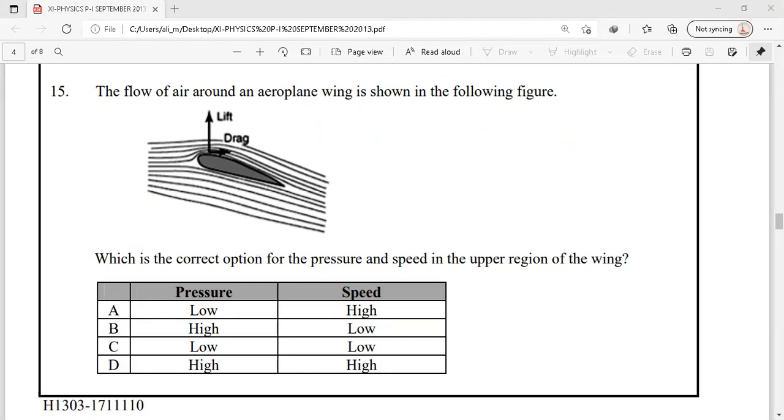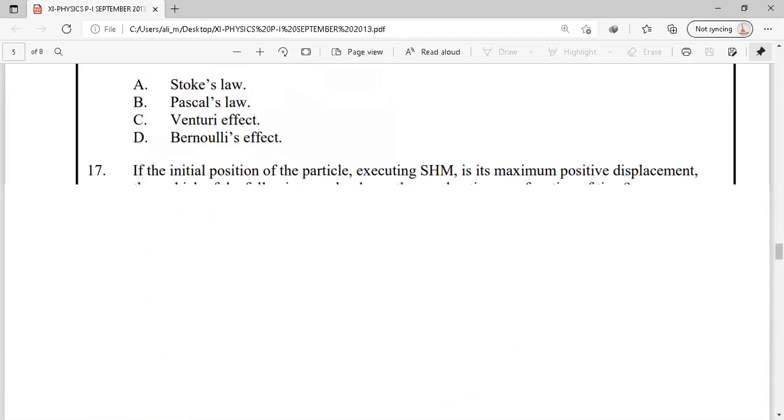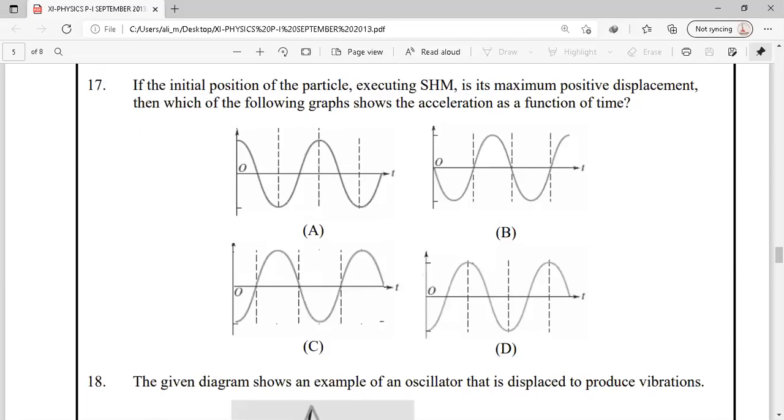Let's move to our question number 16. The given diagram shows the atomizer nozzle to produce a fine spray of liquid, and its working is based on Bernoulli's effect. So option D is the right answer in this question, that is Bernoulli's effect. Then we have question number 17. The initial position of the particle executing simple harmonic motion is maximum positive displacement. Then which of the following graphs shows the acceleration as a function of time?